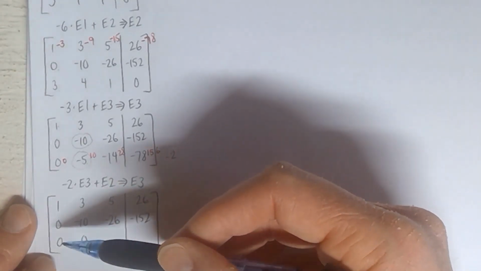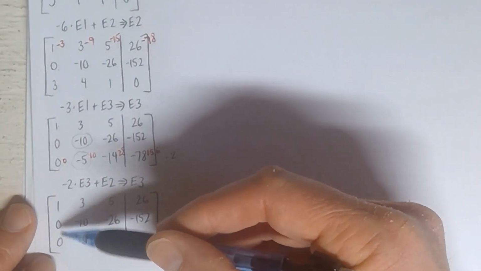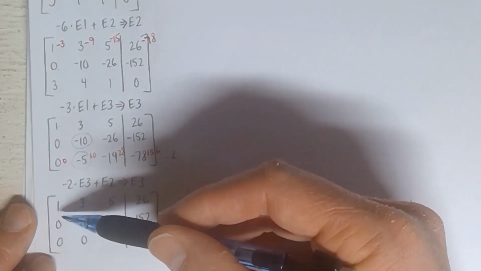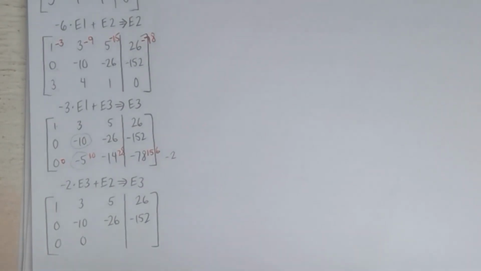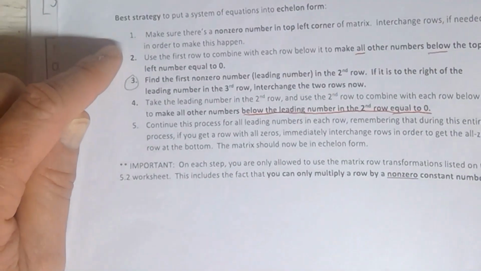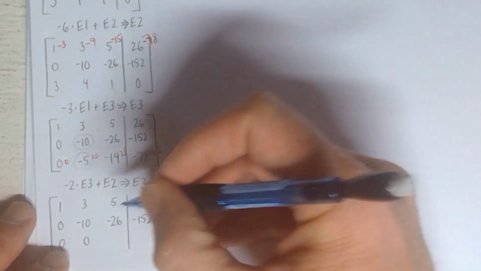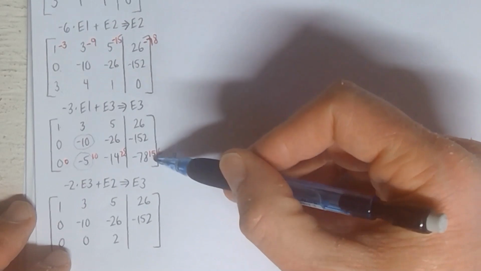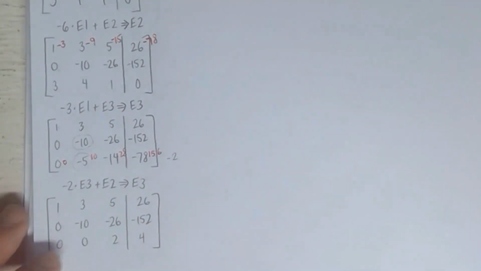If you don't do these steps in the exact order that I'm showing you here, you're going to end up probably changing these numbers at some point, and then you'll be just going around in circles, and you won't be able to get to echelon form like we need. So it's really important that you do these steps in the order, meaning these steps right here that we've been looking at. Let's keep going here. 28 plus -26 is 2. And finally, 156 plus -152 is 4.